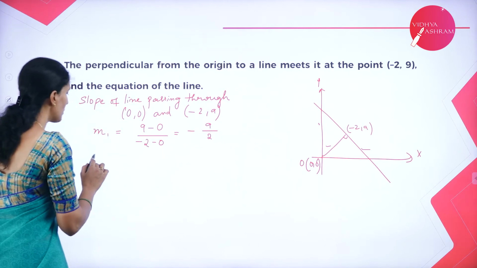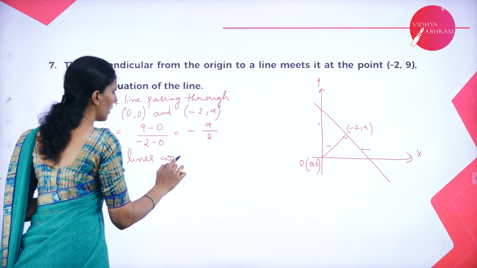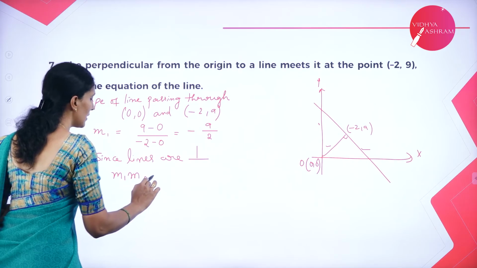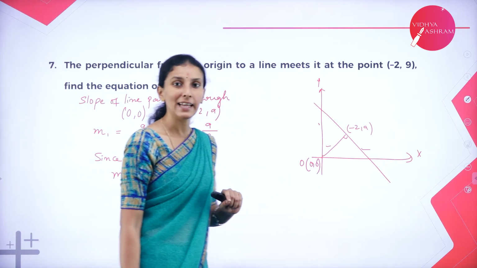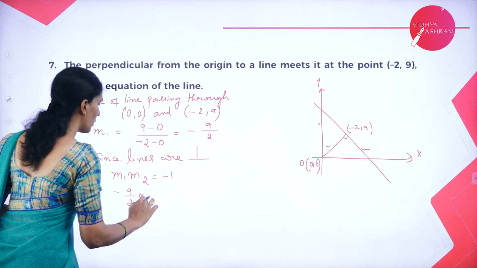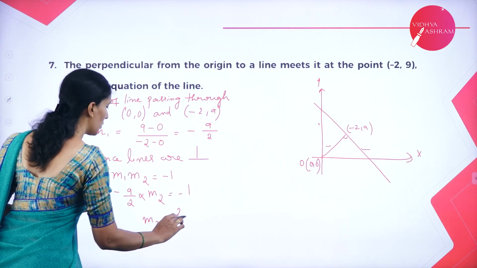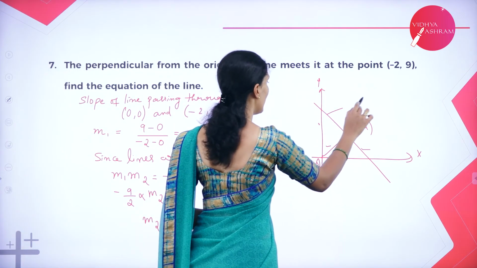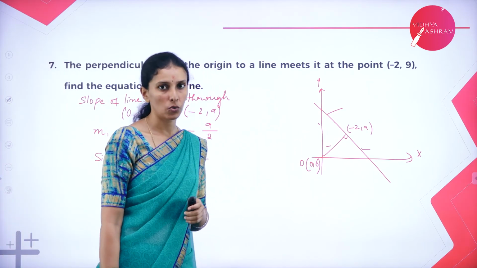2. Now since the lines are perpendicular, m1 m2 is equal to minus 1. So the slope of this line is m1, the slope of this line is m2. So m1 is minus 9 by 2, into m2 is equal to minus 1. So m2 will be equal to 2 by 9. And the slope of the second line, this line, I have got as 2 by 9, and it is passing through the point minus 2, 9.